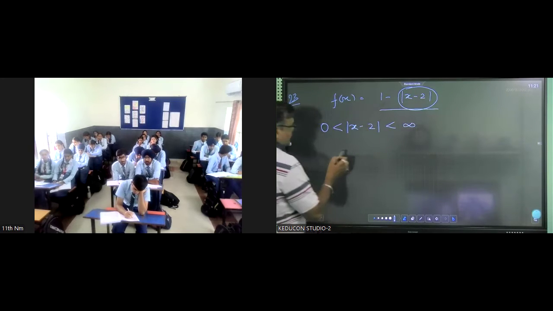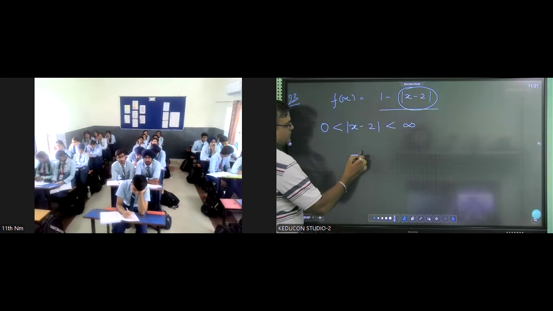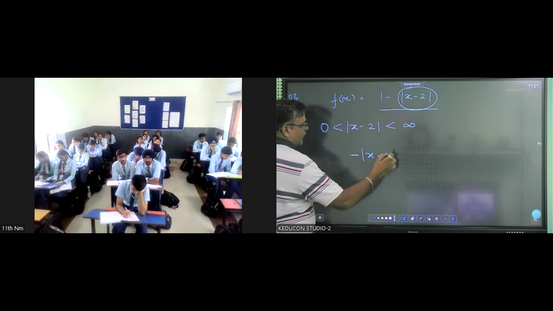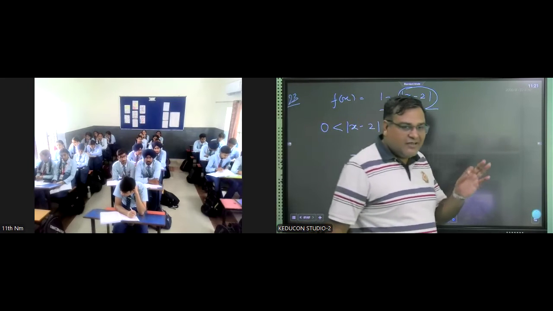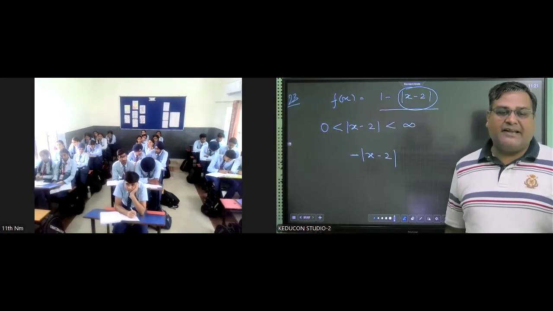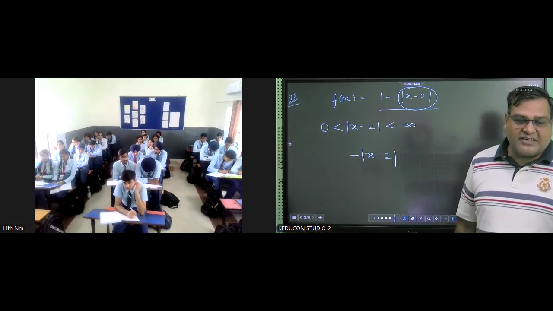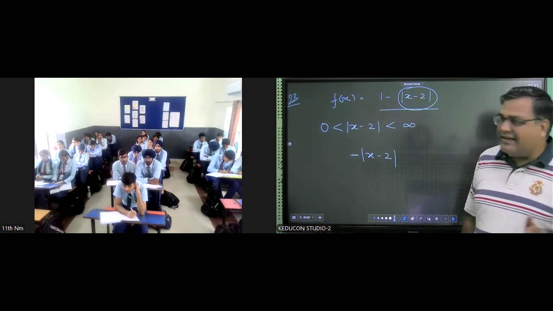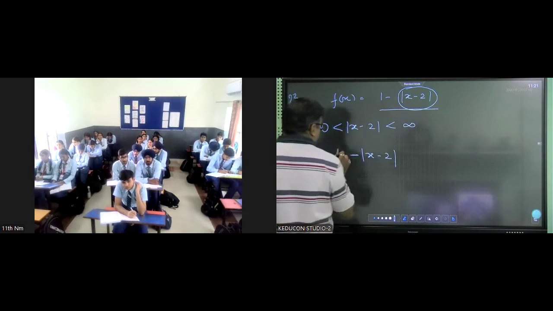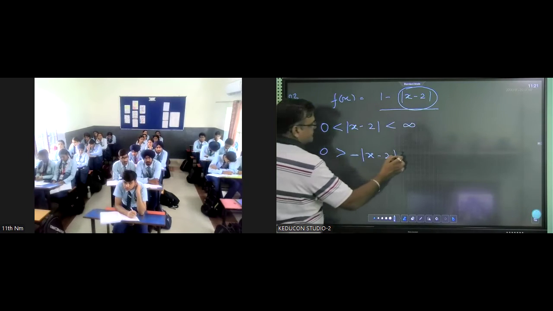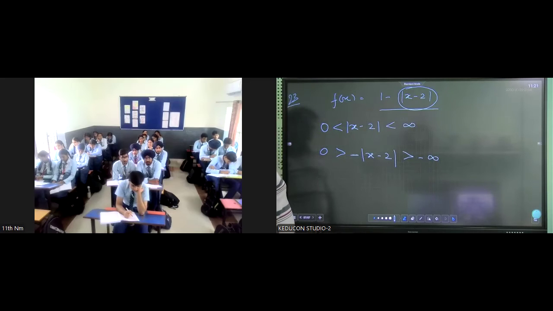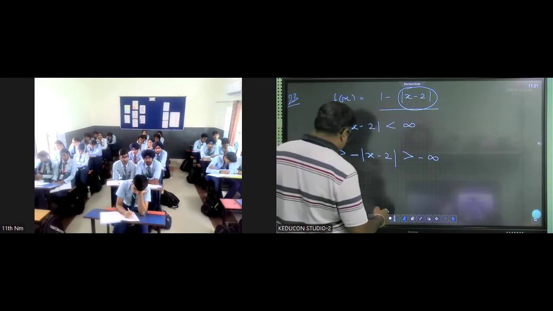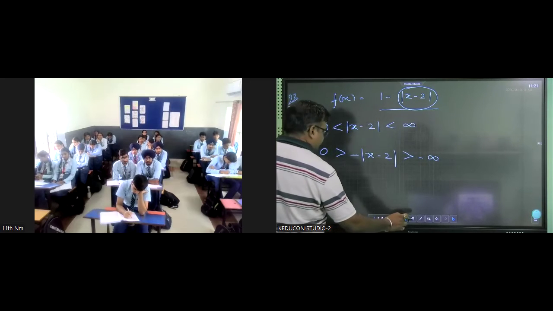1 minus mod x. If you take negative of this, what will work out? When you multiply any inequality by a negative number, what is the rule? The sign of inequality changes. Now what it becomes? Right? Clear? थोड़ा सा इसको चेंज करके लिखते हैं.